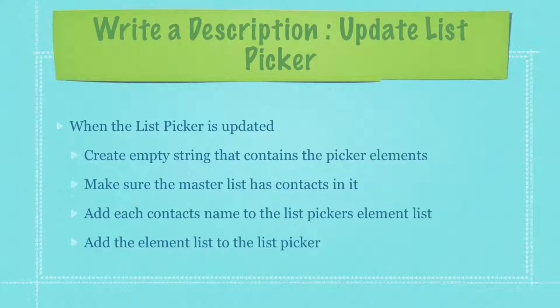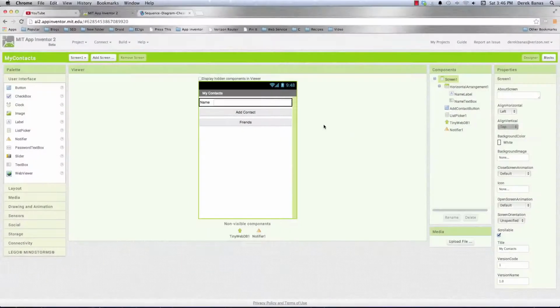That is our description of what we want our application to do. So let's go back over into App Inventor and let's implement that. It may be useful if you have that list of things in front of you, because we're going to jump into the block section and we're going to start modeling everything.